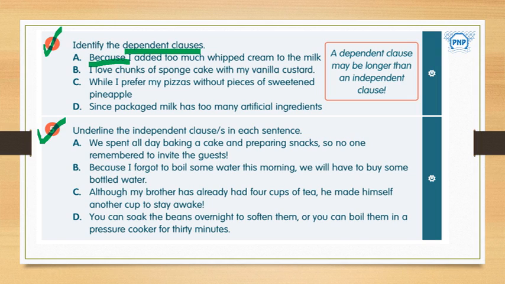Like this: we spent all day baking a cake and preparing snacks. Here you can easily see there is a subject, this "we", and the remaining part is the predicate part. Hence it's an example of an independent clause. I hope you have understood the same. Okay, if not, please let me know. You can call me, you can WhatsApp me. Correct.